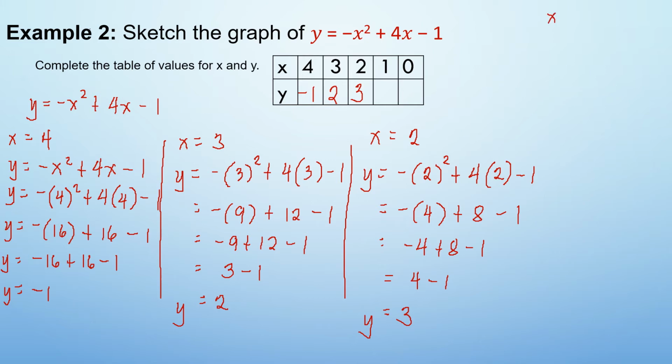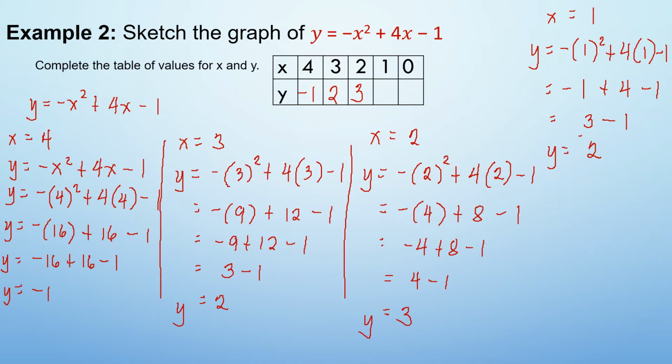Next, if x is equal to 1, y is equal to negative of 1 squared plus 4 times 1 minus 1. Negative of 1 squared is equal to negative 1. 4 times 1, 4 minus 1. Negative 1 plus 4 is 3 minus 1, that is equal to 2. So if x is 1, y is equal to 2.